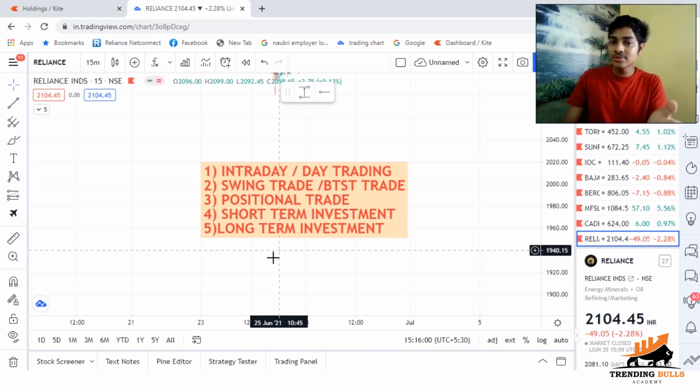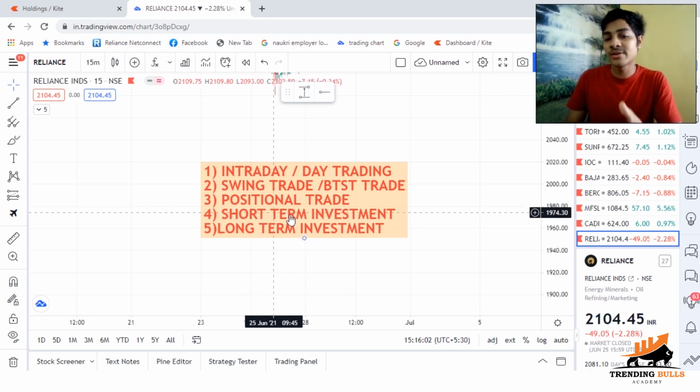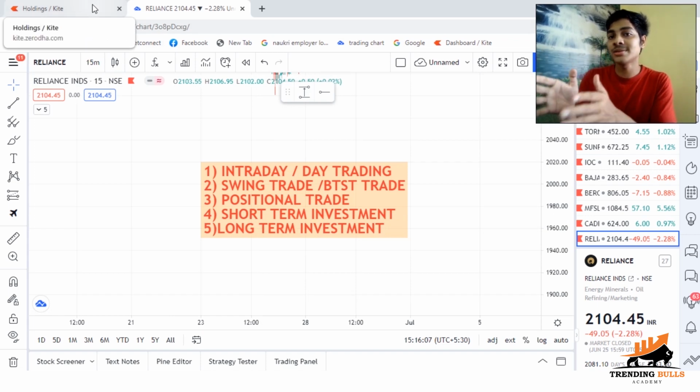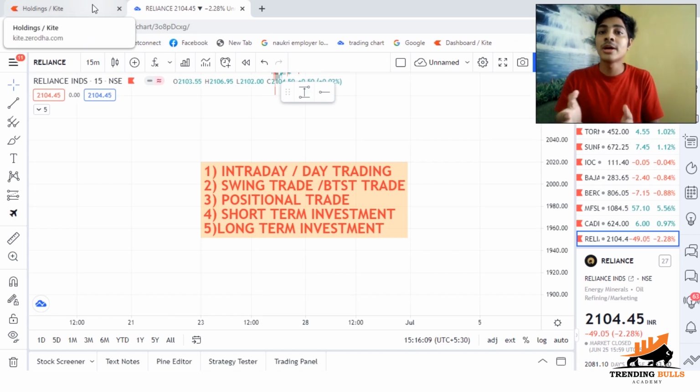Now let's get to the fourth one, that is the short-term investment. Here the buying and selling concept is the same, but the duration is lesser than the long-term investment. In short-term investment, you ideally hold a stock from 3 months up to 2 years, or even if you get your profits, you can exit anytime within that range.